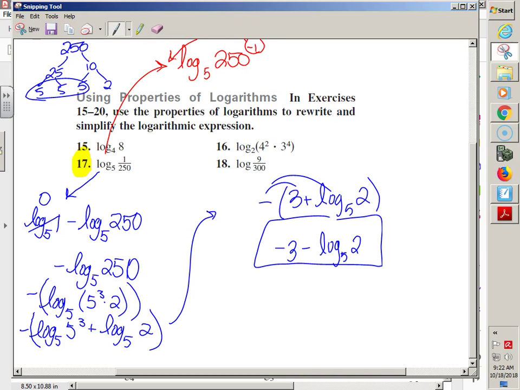All it does is save me one step. All it does is save me the step of needing to remember that any log of 1 is 0. So, it's up to you guys. You could have thought of it as 250 to the negative 1. Negative 1 comes down. You still end up right here, and then just pick up where we left off. Both ways work. Both ways get you to the final solution. Or at least on the path to the right solution, I should say.